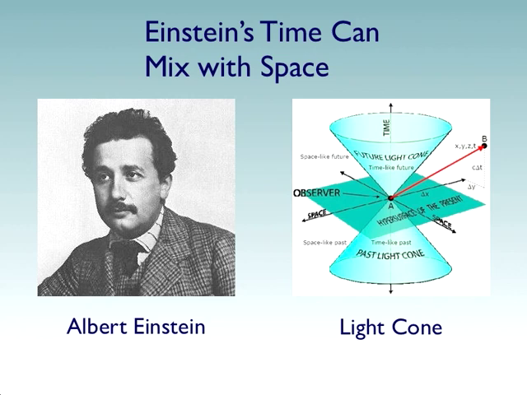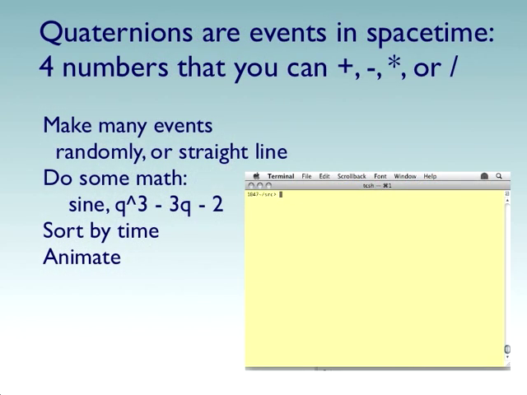What I'm trying to do is make sure that time and space always play together. You might say I'm very anti-Newtonian here. And here is how we do it in the nuts and bolts kind of way using a computer. There's a type of number known as a quaternion, and these are events in space-time. They are 4 numbers that you can add, subtract, multiply, or divide.